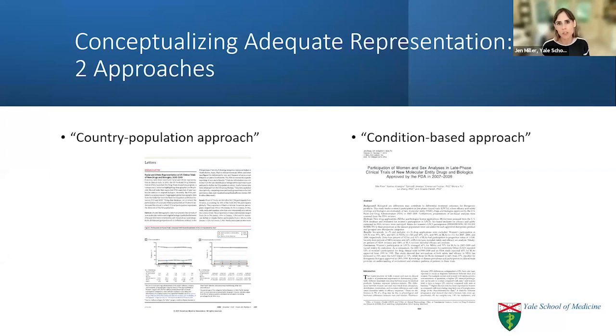An early adopter of this method was Dr. Rita Poon when she was at the FDA, and she used it to benchmark the adequacy of female participation in late-stage clinical trials supporting approval of new drugs and biologics from 2007 to 2009. So you can see that a lot of people have been measuring clinical trial diversity over the decades. For the Good Pharma Scorecard, we opted to use the latter approach, the condition-based approach. Next slide.